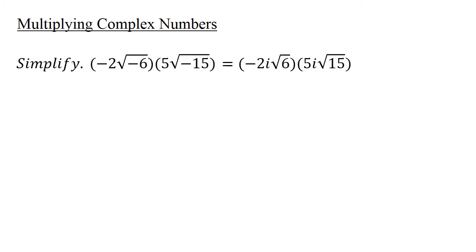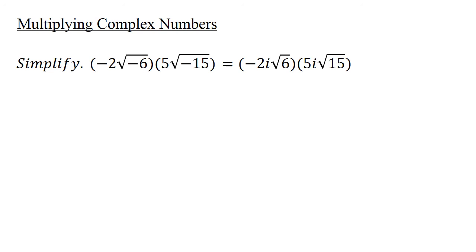Multiplying complex numbers. So let's say I want to take negative 2 root negative 6 times 5 root negative 15. Well, the little trick here is you have to make the i's come out first. Now, if you can break down the square root of 6, great. If you can break down the square root of 15, okay. But you don't have to do that.